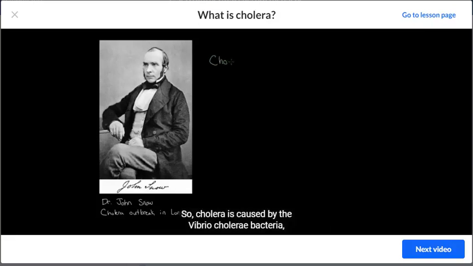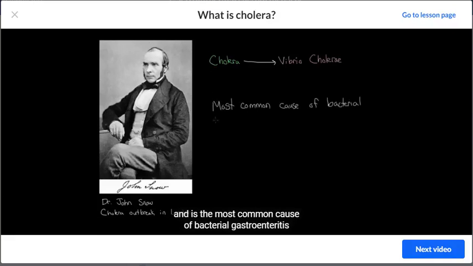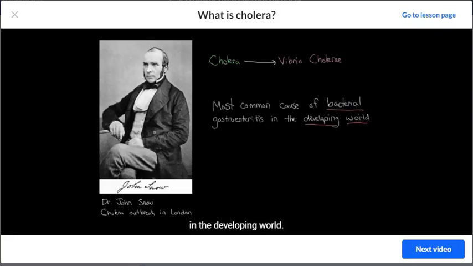So, cholera is caused by the Vibrio cholerae bacteria, and it's the most common cause of bacterial gastroenteritis in the developing world. A lot of the symptoms of cholera overlap with the symptoms of other forms of gastroenteritis, like vomiting and nausea and abdominal pain.